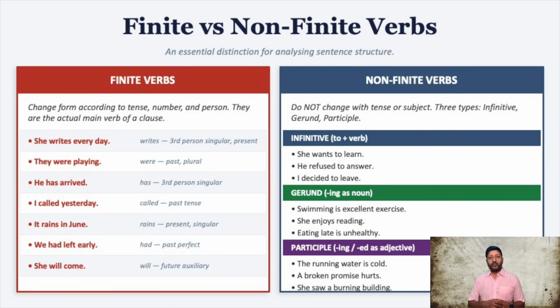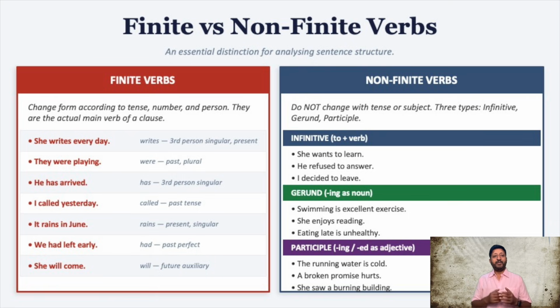Let's compare all three. Look first at the infinitive. She sat down to read. To read explains the purpose. It is an adverb. Gerund, reading improves the mind. Reading is a thing or an activity. It is a noun. Participle, the reading student ignored everyone. What activity is the student doing? Reading, an adjective.